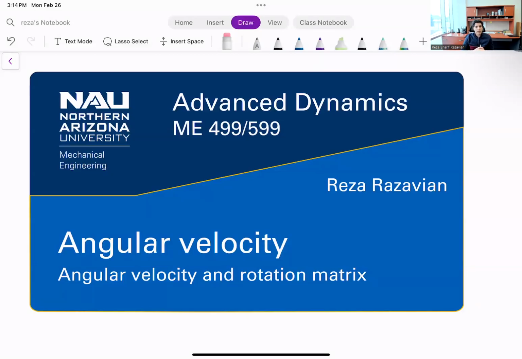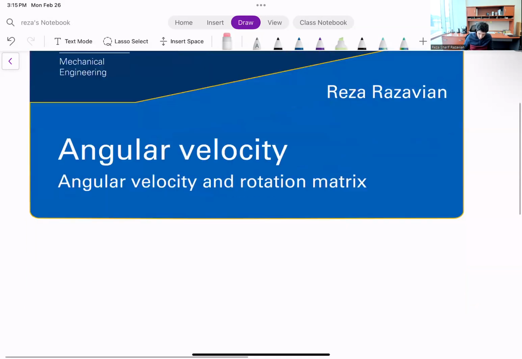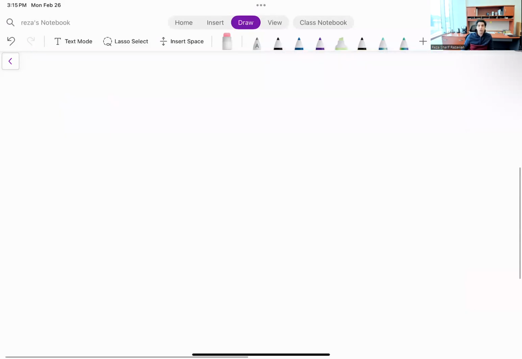Hello, welcome back. In this video today, we'll be talking about the overall concept of angular velocity and how we can go back and forth between different representations for rotation and angular velocity. That is the overall topic of this module. We have three videos, each dedicated to one form of representation.